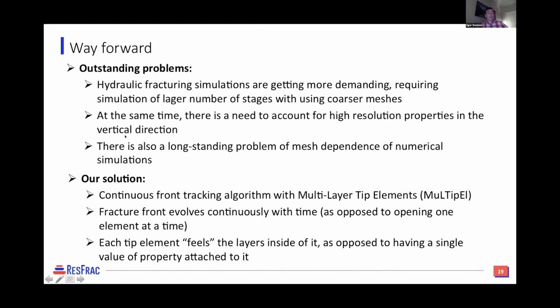And finally, there is a never-ending problem of mesh dependence, right? So we really want to use a coarse mesh, but we have to make sure that it is accurate. Meaning, if you refine the mesh, the fracture geometry stays roughly the same. It's not going to be identical, but roughly the same. It's not going to jump 50% in length suddenly, right?